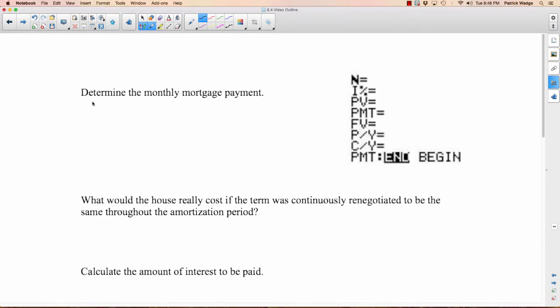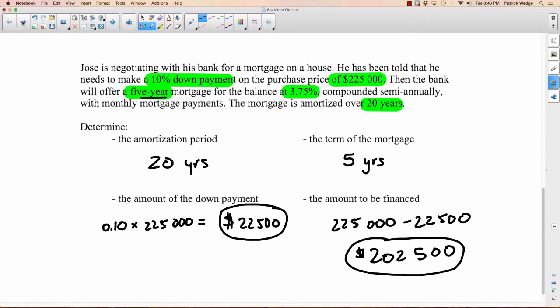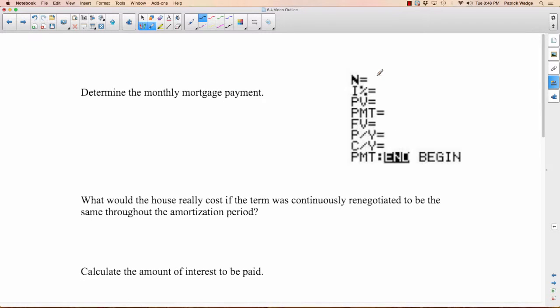So how long did we say the amortization period was? It was 20 years. So the N, the number of payments, is going to be 20 years times 12 months. What's the percentage? It was 3.75. You can check that out for yourself. What's the present value? Well, that's how much we need to take the loan out for, the mortgage itself, and that was the answer to the last question, wasn't it? 202,500. Next question is the payment. This is the thing we don't know, so we're going to leave that blank, or you can just have anything you want in there on your TVM solver, but I'll just put it as blank.